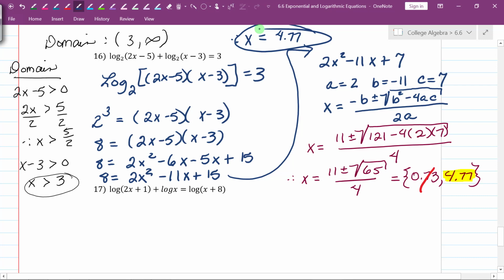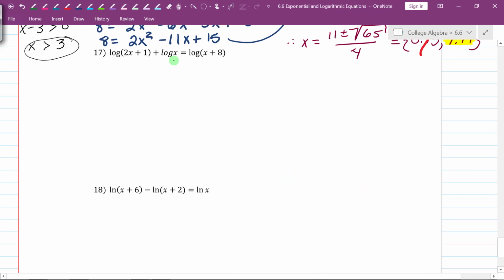Because we had to take our solutions and compare them to the domain. 0.73 is not in our domain. Therefore, it is not a valid solution. It's an extraneous solution. Please make sure you remember to check for those on your exam. Let's move on to problem 17.